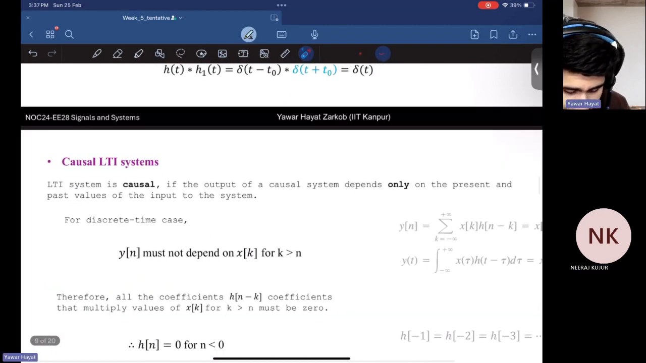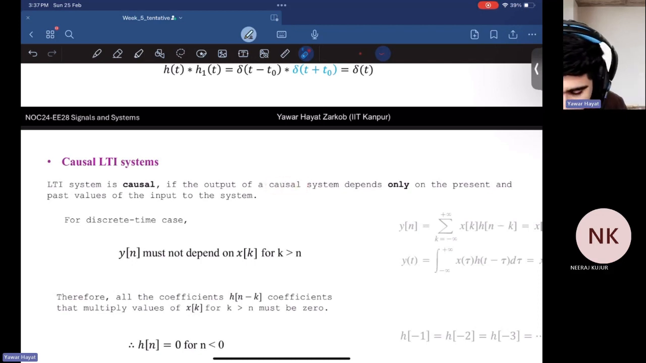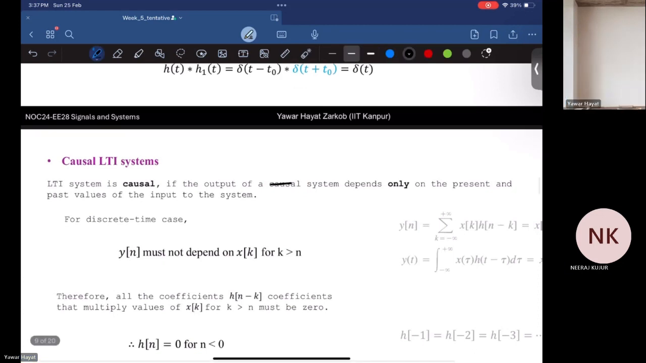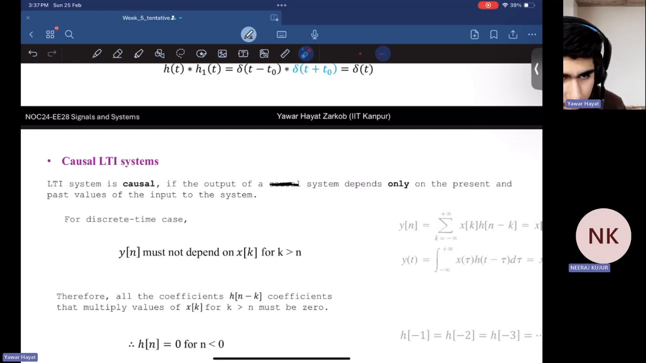Now, causal LTI systems. An LTI system is causal when the output of the system depends only on the present and past values of the input to the system. Sorry, I messed up. So the condition is that the output of the system should not depend on future values of the input.